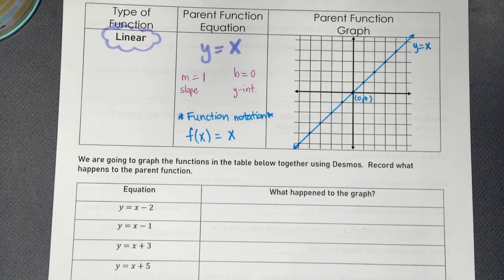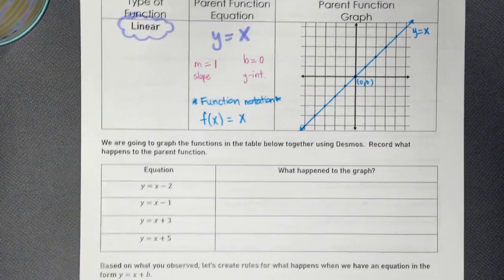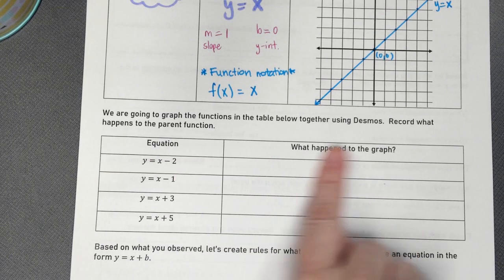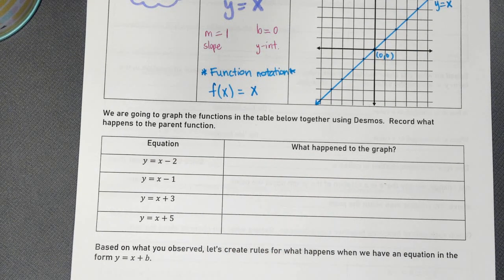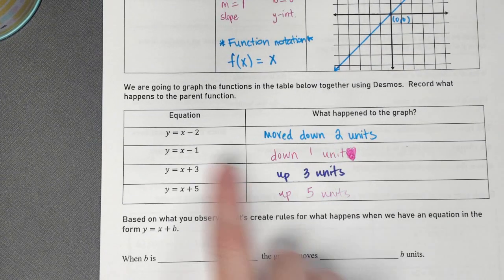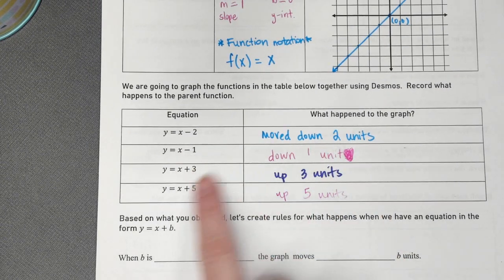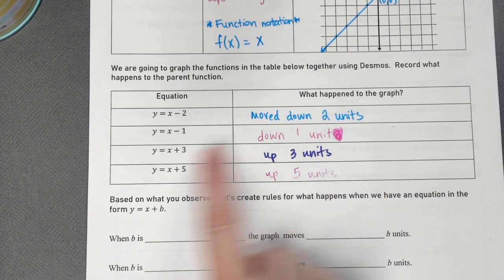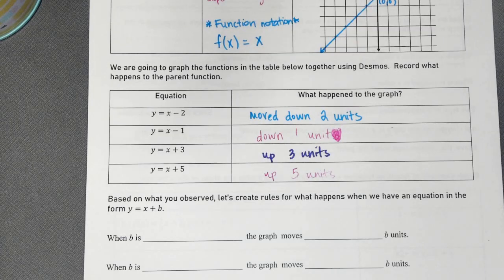Okay? So in Desmos, we're going to graph the functions in the table together, and then you're going to say what happened to the function. So for this one, I'm going to graph it for you, and then you're going to tell me what happened. We're going to come up with that together, okay? All right, so you guys did a really nice job of observing what happened with the graph in each one of these units. So it moved down 2, down 1, up 3, up 5.